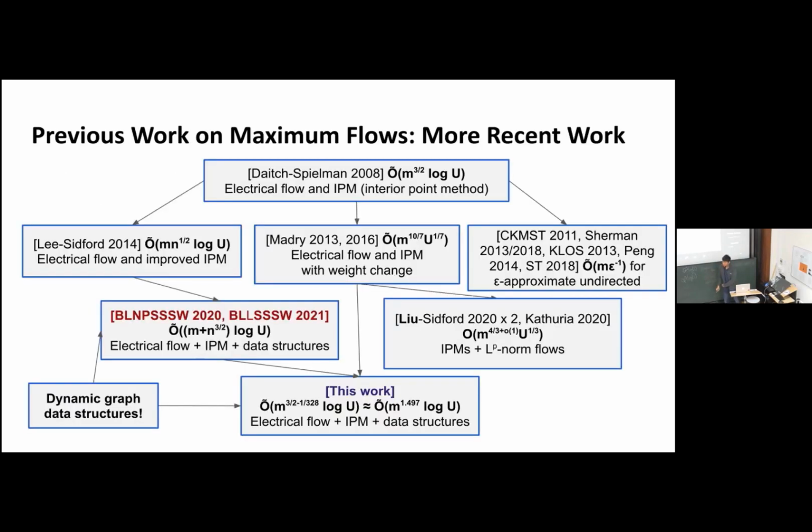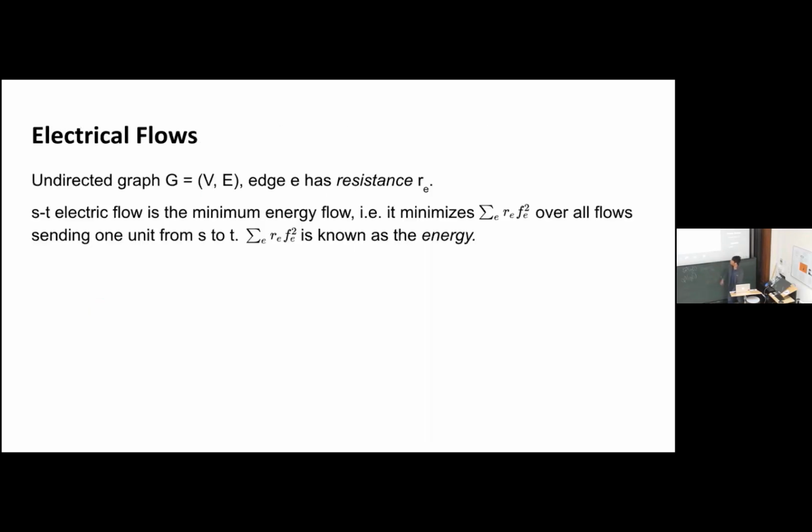So as discussed, all these algorithms use electric flows. For an electric flow on a graph, every edge has a resistance, Re, and the goal is to minimize the total energy over all flows that route one unit, let's say from S to T in the graph. The total energy is the sum of Re Fe squared, and we'll let Re times Fe squared be the energy of the edge e.